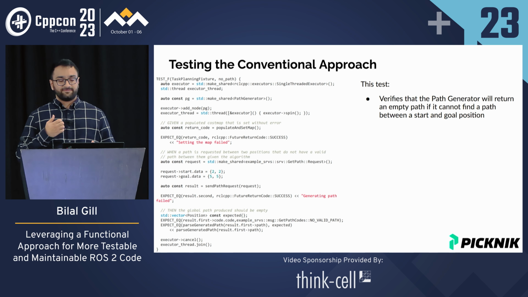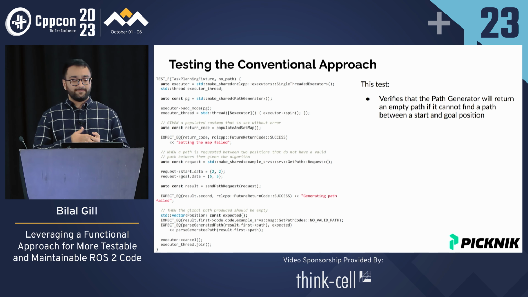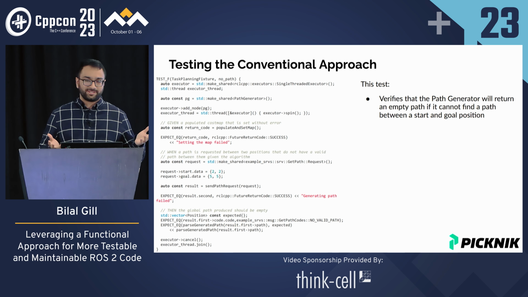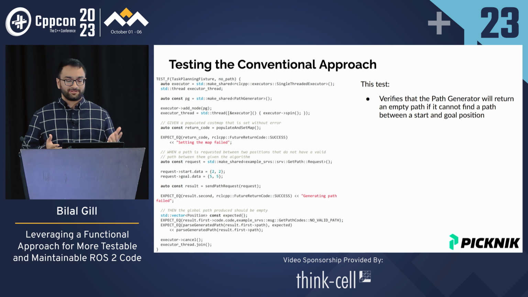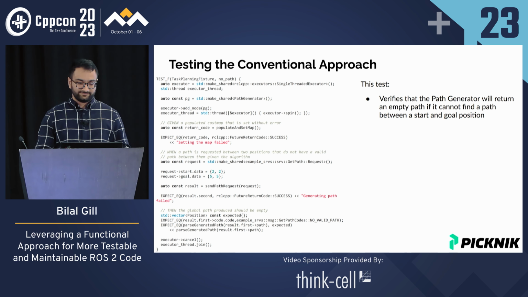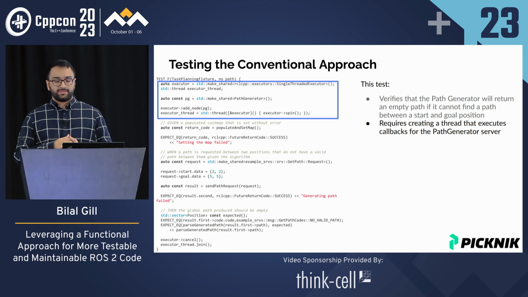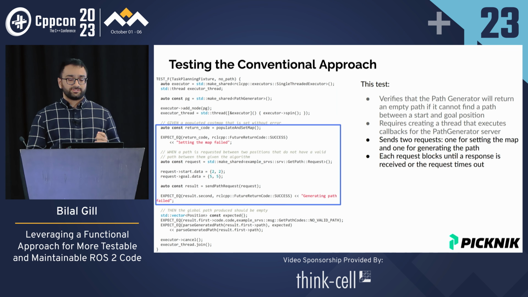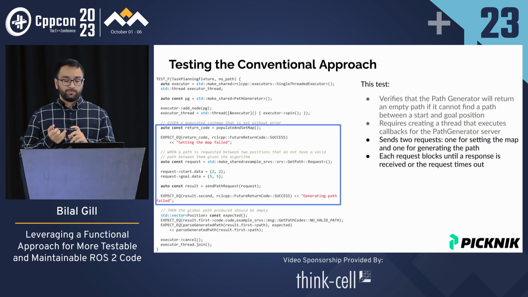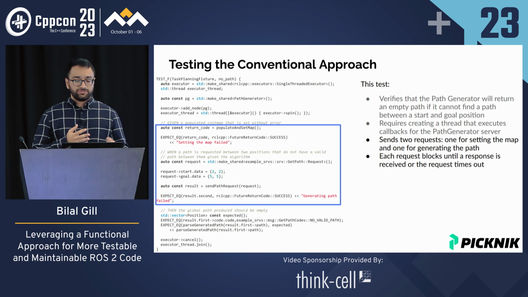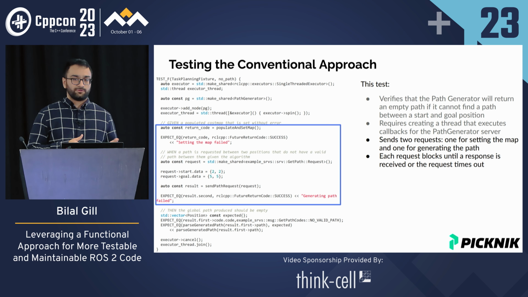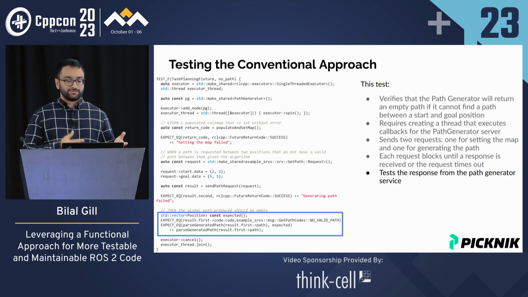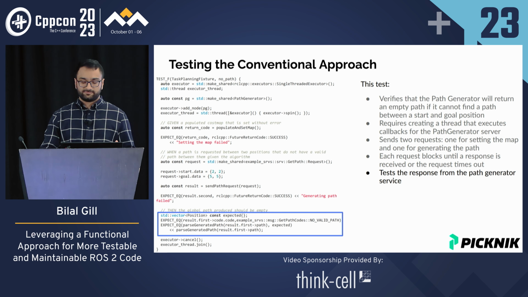This test verifies that the path generator will return an empty path if it cannot find a path between a start and a goal position. That's why the name of the test is no path, self-documenting code and everything. It requires creating a thread that executes the callbacks for the path generator server. It sends 2 requests, one for setting the map and one for generating the path. And each request blocks until a response is received or the request times out. Finally, through all of that, we can test a response from the path generator service.